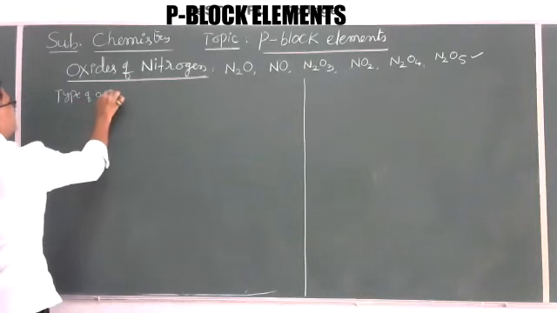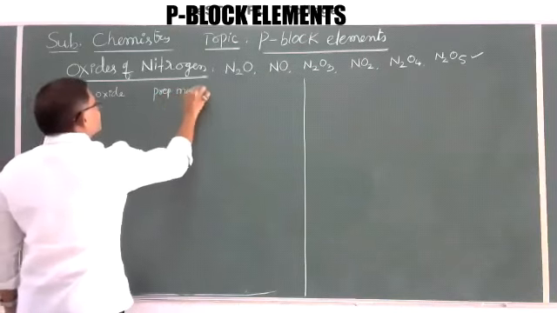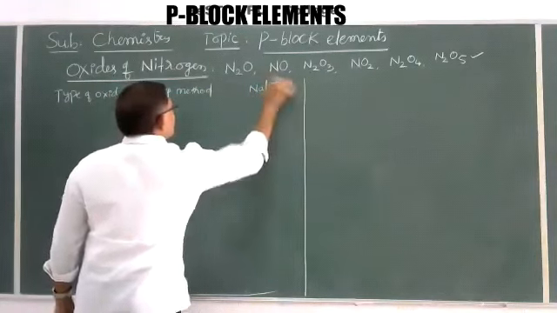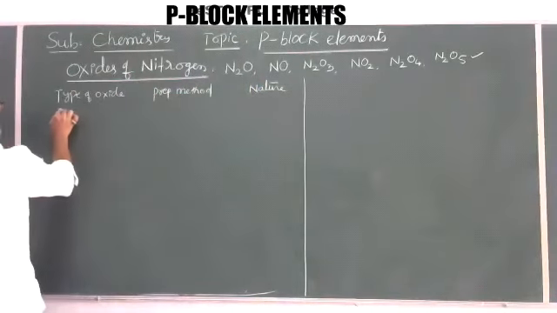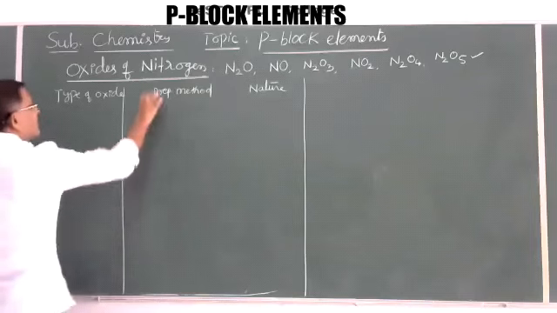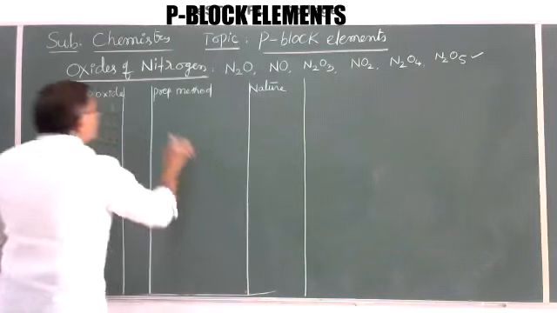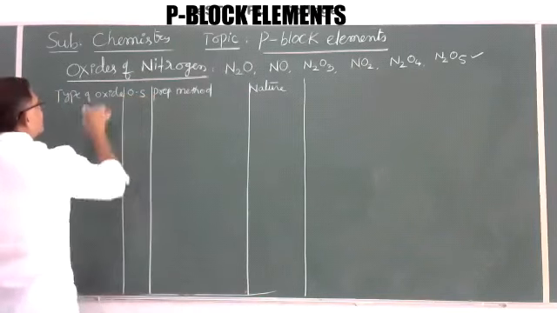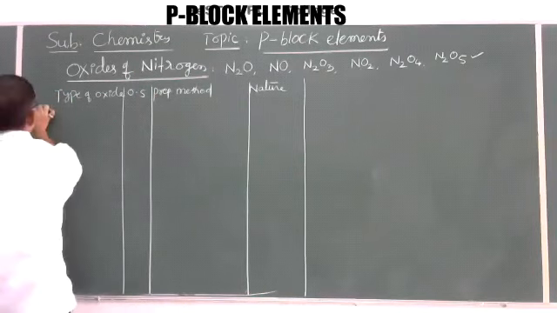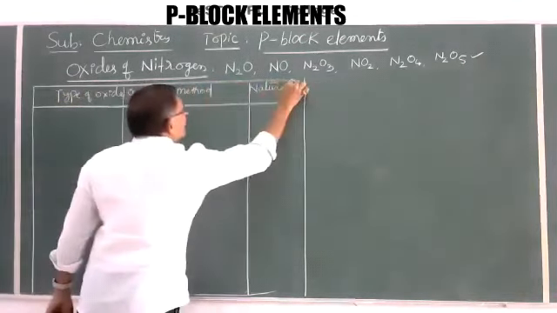Type of oxide, then preparation method, and its nature generally. Type of oxide and its oxidation state also. Here I'll take oxidation state as the fourth column, the oxidation state of that nitrogen. Now this is an important table for oxides of nitrogen.